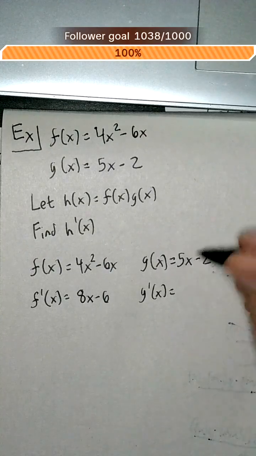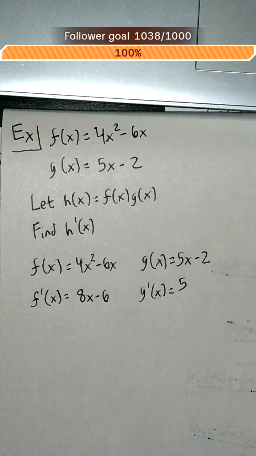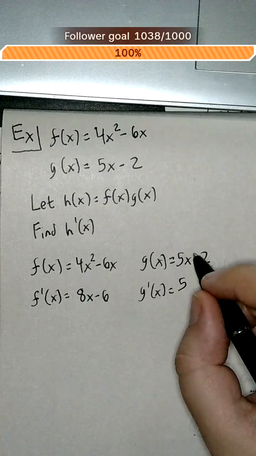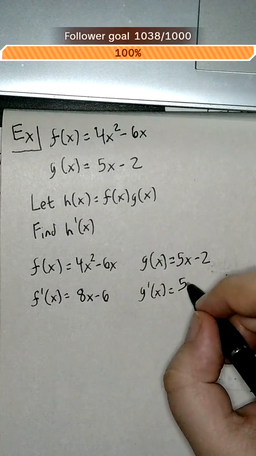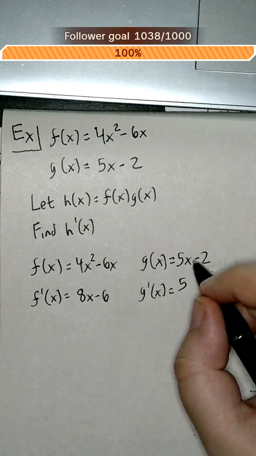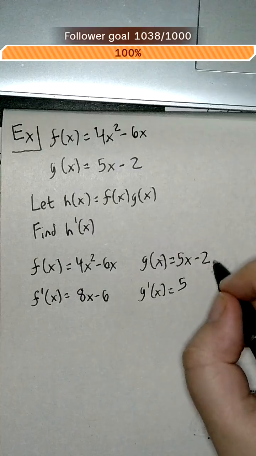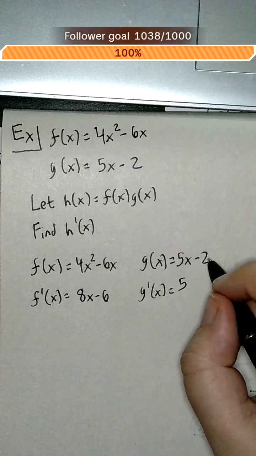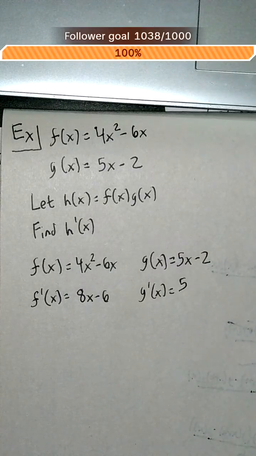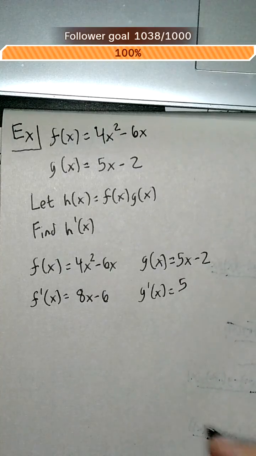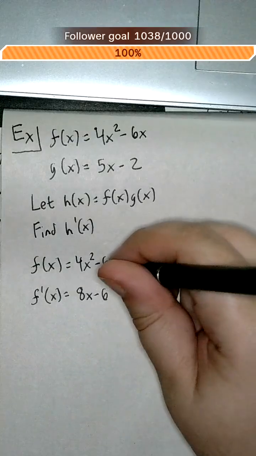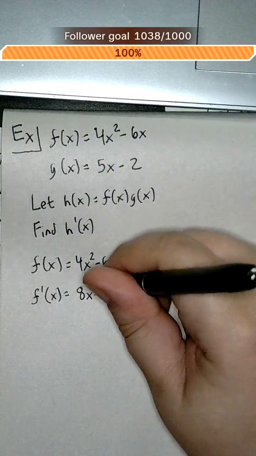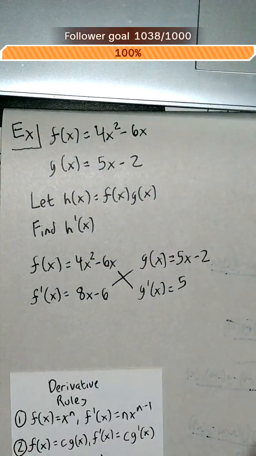So yeah, the derivative is 5. Why? Because remember, 5x to the first is 5 times 1 is 5. X to the 1 minus 1 is 0, and x to the 0 is 1. And remember the derivative of negative 2, well, that's a constant, so the derivative is 0. So now I have everything I need to plug into my quotient rule.